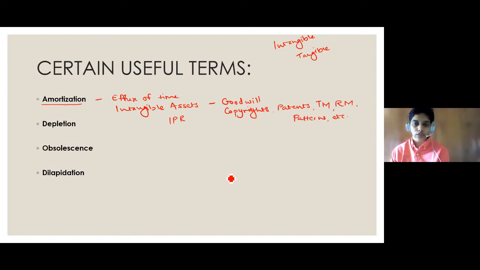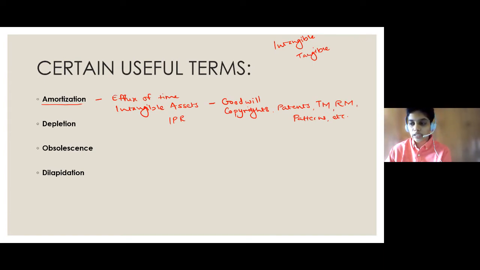From the date on which it has been registered with the authority, there is a certain number of years that have been allowed during which that person can put this to use. After that, the person will have to spend certain amount of money to renew it or re-register it. So all these assets, since they have been registered for a number of years, due to passage of time, their value declines. So in all these cases, what you do is you charge amortization on them.